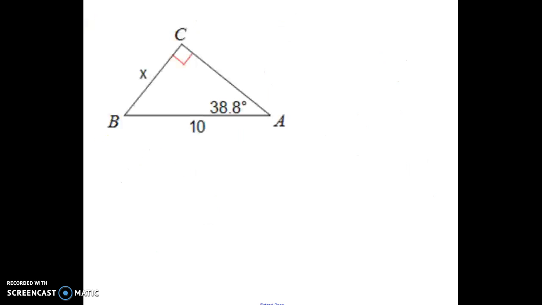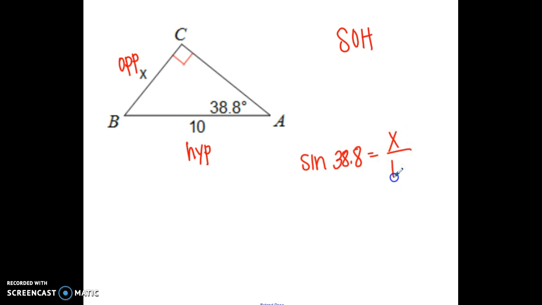And then the last one, we have our angle over here, 38.8 degrees. So the side across from it is what we label our opposite side. And then across from the right angle down here, we know that this is our hypotenuse. So this is going to be SOHCAHTOA. Sine is opposite over hypotenuse. So we would say that the sine of 38.8 equals opposite, so x over 10.